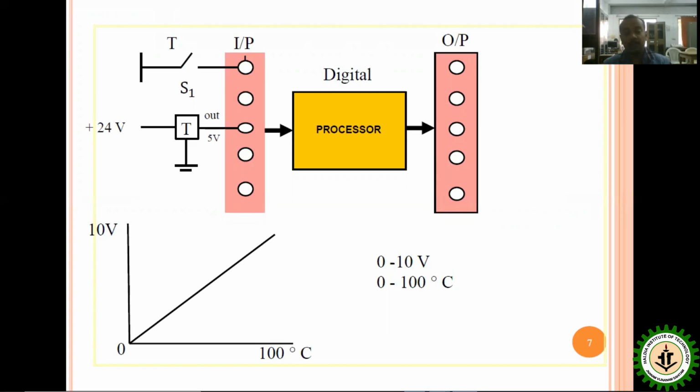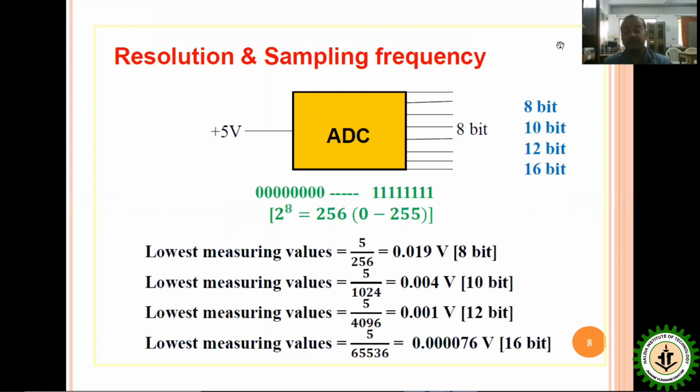Now how will the conversion be done? One of the most vital parts of the PLC discussion is the sampling frequency and the resolution. If we give 5 volt and my processor is an 8-bit processor, then the lowest measuring value my ADC or input module can get will be 5 divided by 256, that is 2 to the power 8, which means 256. So 5 by 256 means a precise measurement of 0.019 volt can be done if a change happens in the field.